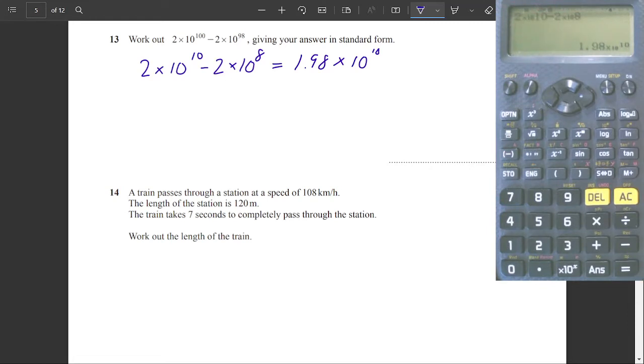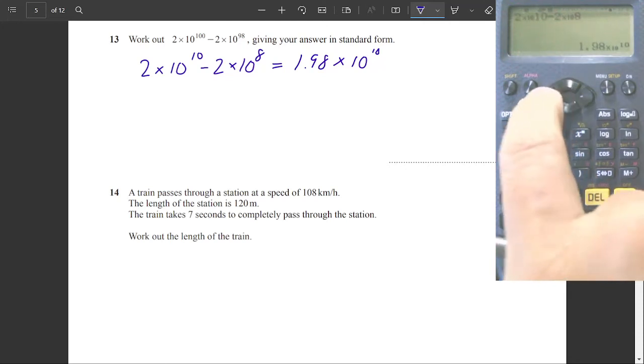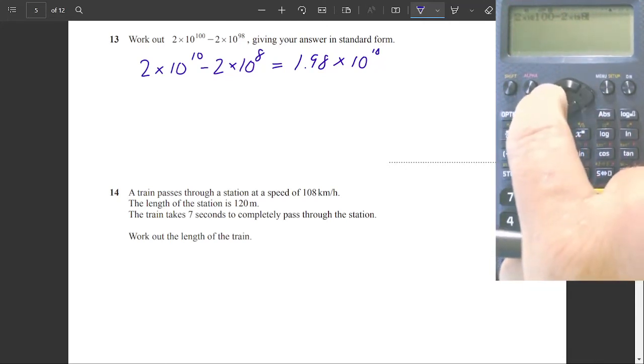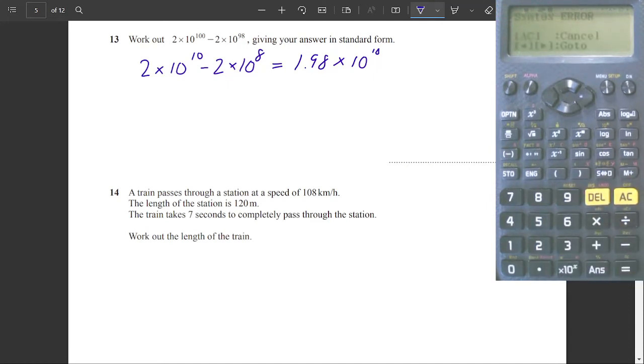which gets me very close to the actual answer. But I think they've done it like this because they know if we put really big numbers in there, if that's not 10, it's 100, and if that's not 8, it's 98, then it gives us a syntax error. Numbers must be too big for our calculator. So let's do this without a calculator.